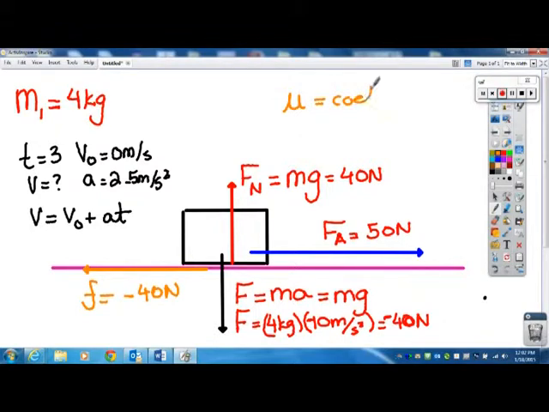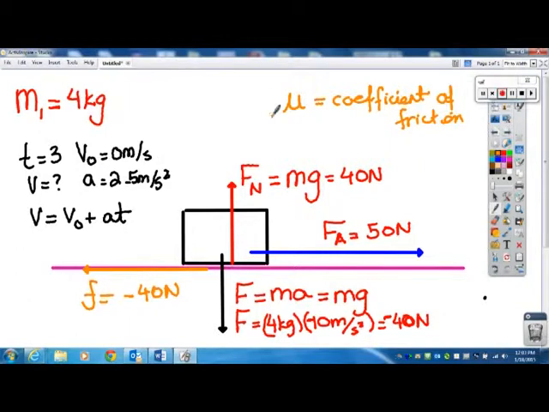The coefficient of friction. You have two types of coefficients. Let me correct this. There are two types of the coefficient of friction because there are two types of friction. And the two types of friction are kinetic friction and static friction. Kinetic friction is when an object's moving, it's sliding on a surface, then you have kinetic friction. Static friction is when an object is at rest, you're trying to move it, but friction is preventing it from moving. So the two types of friction are static and kinetic friction.